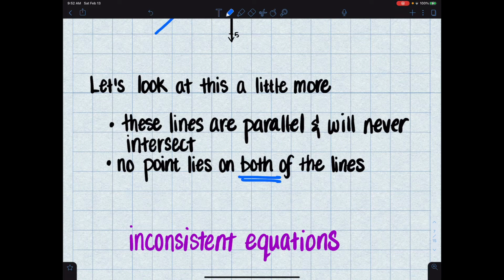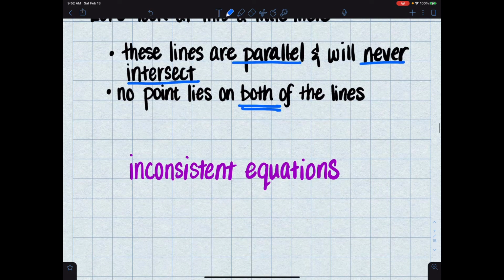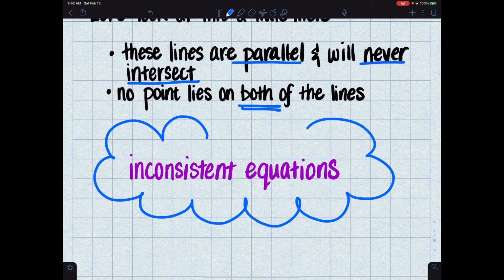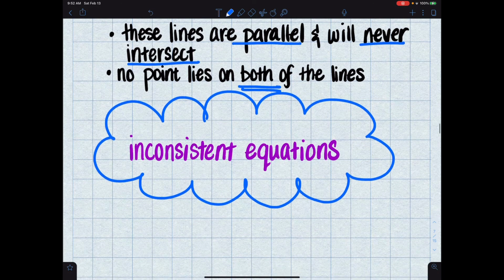So let's look at this a little more. These lines are parallel. They will never intersect. That means they will never meet each other. There is no point that is on both of those lines, and that is called an inconsistent equation. So you have to know that term, and you have to know when it's an inconsistent equation.